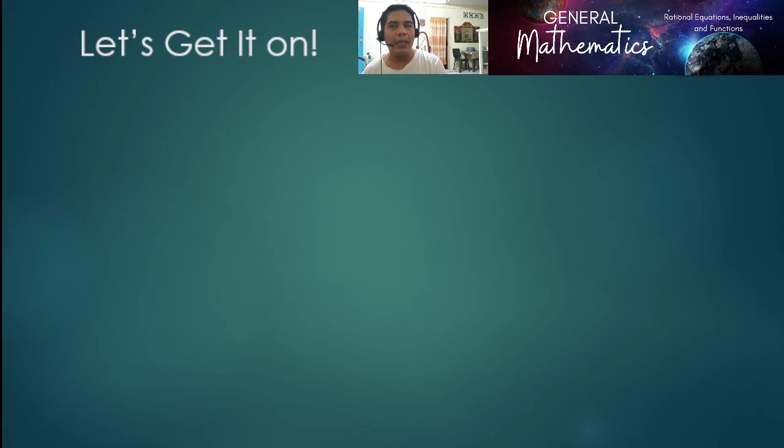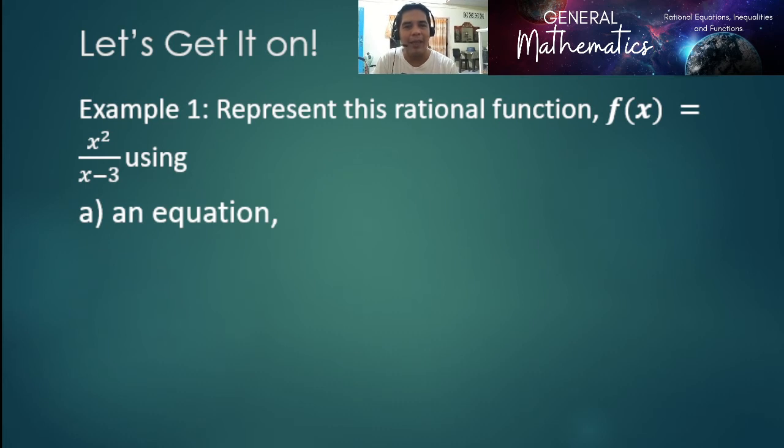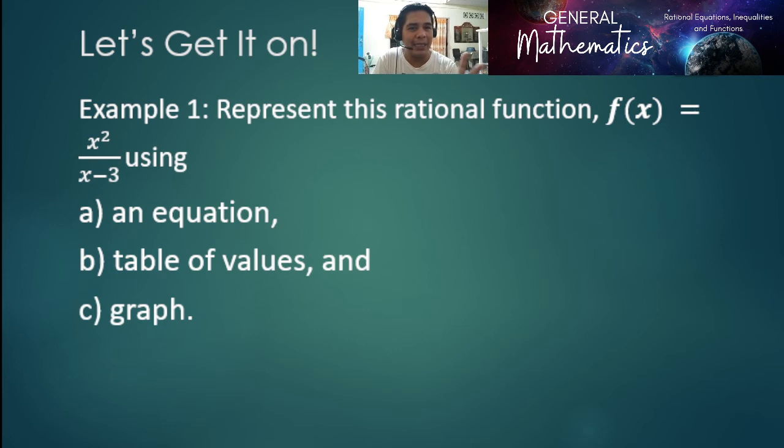So how do we represent a rational function? So let's have an example. Represent this rational function f of x equals x squared over x minus 3 using a, an equation, b, table of values, and c, graph. I-express daw natin itong function na ito sa tatlong way. Una, equation. Pangalawa, table of values. And pangatlo, graph. So for the letter A, paano daw natin i-represent ang rational function na yan into an equation?